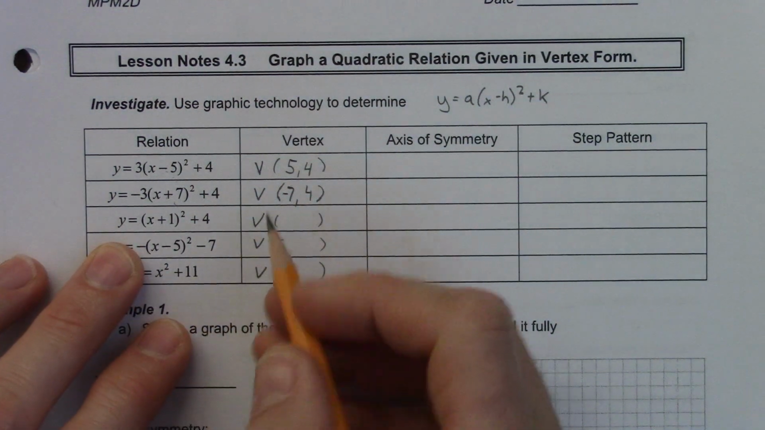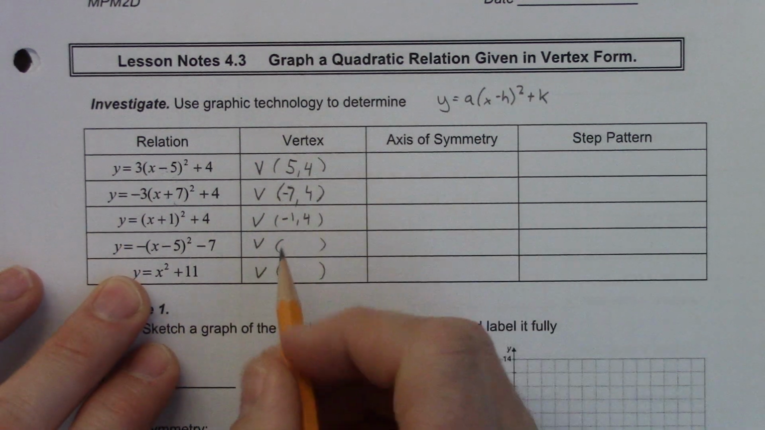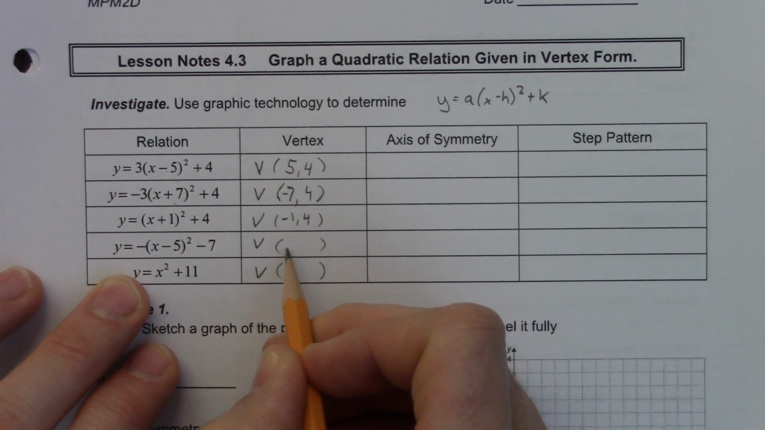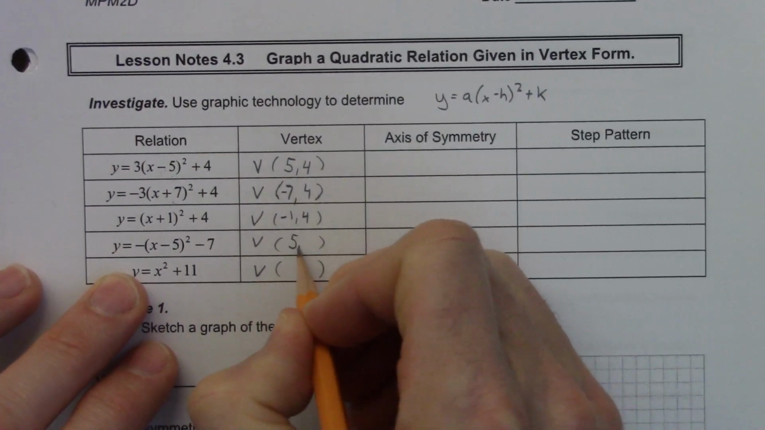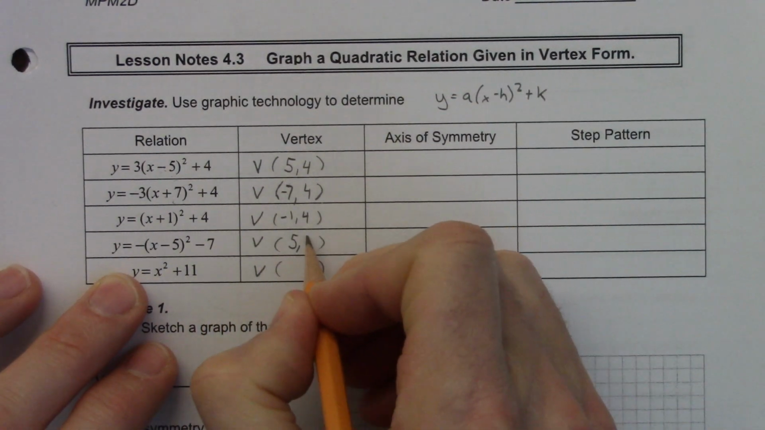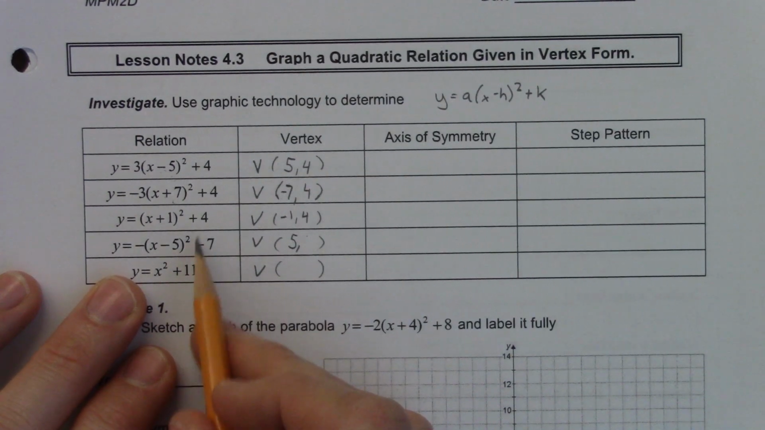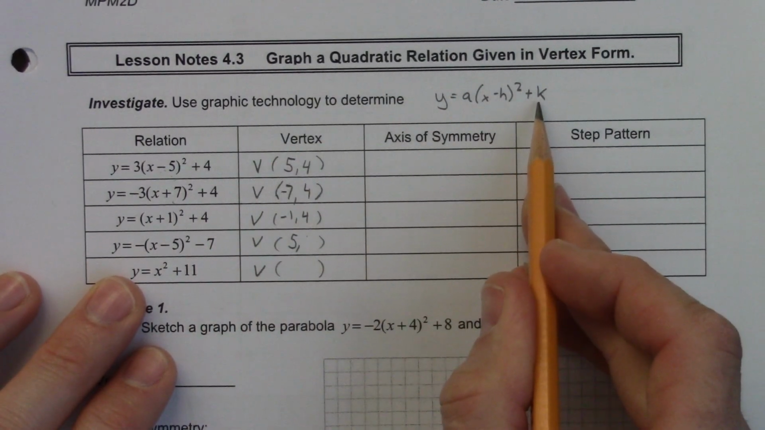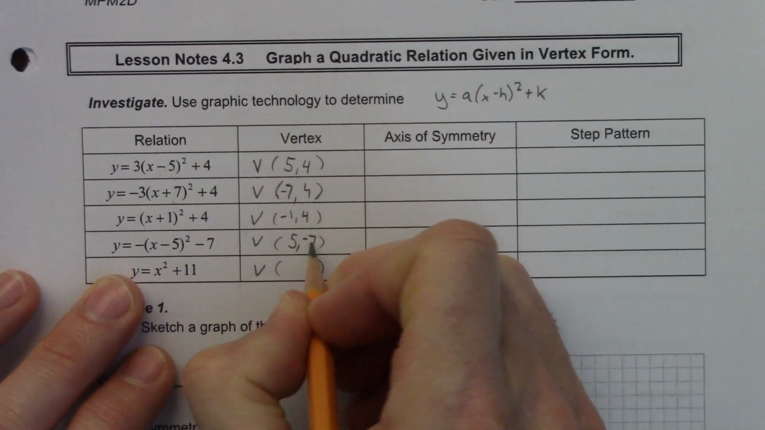Chinir, what's this one? Negative 1 and positive 4. Yep. Rudy? 5 and 7. No. See the negative sign? That has to go with the K because the K is positive K. So if it's positive K here, it's negative 7. That negative 7 is actually the K value. Okay?